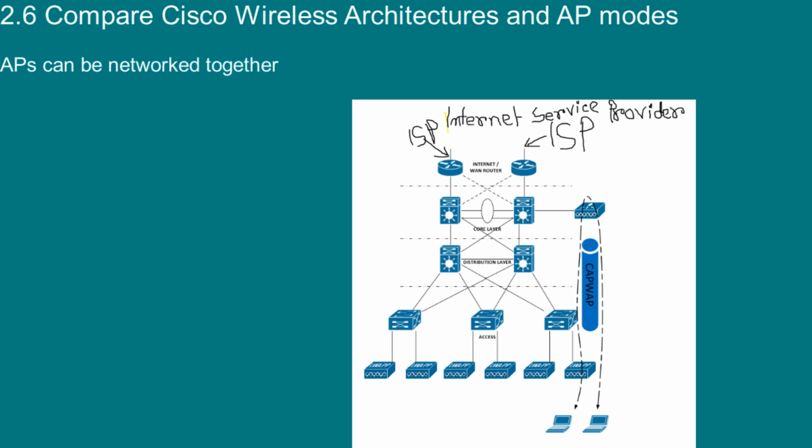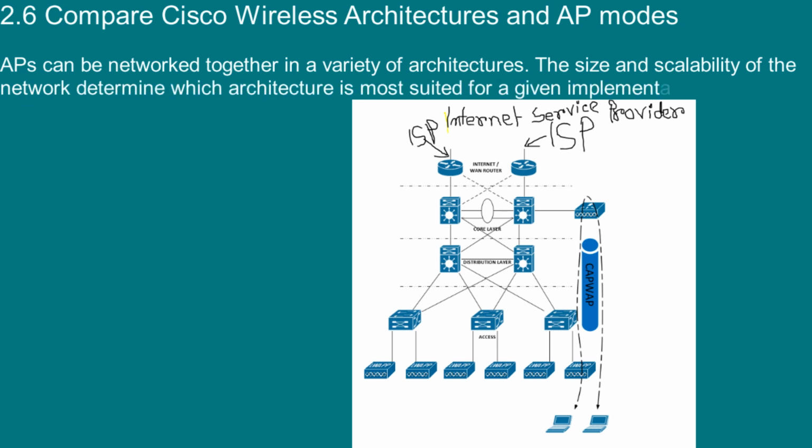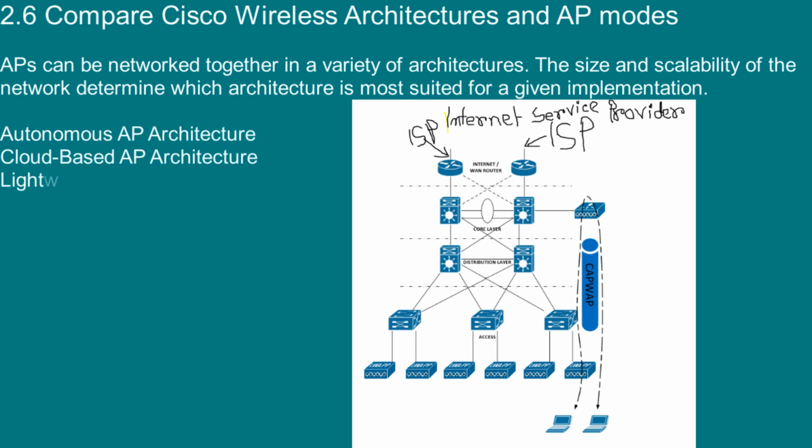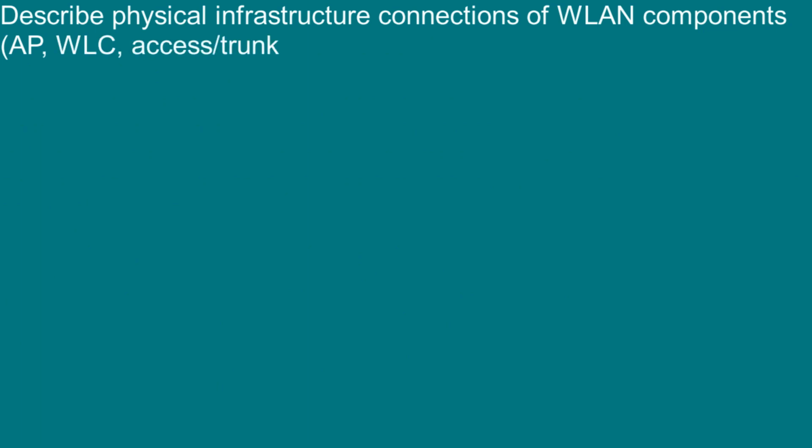APs can be networked together in a variety of architectures. The size and scalability of the network determine which architecture is most suited for a given implementation. Autonomous AP architecture, cloud-based AP architecture, lightweight AP architectures, CAPWAP operation. 2.7 Describe physical infrastructure connections of WLAN components: AP, WLC, access and trunk ports, and LAG.